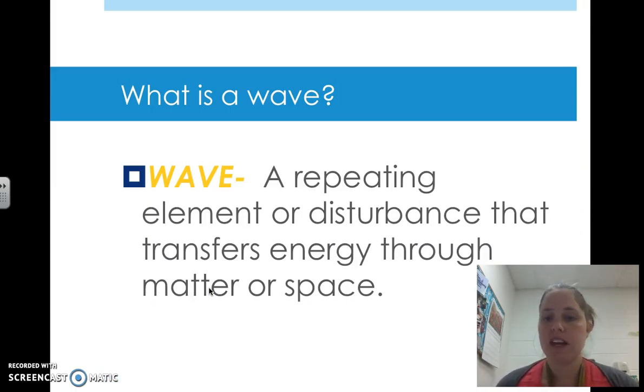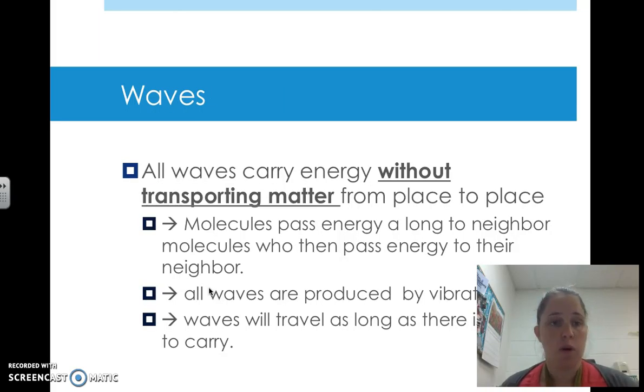A wave is a repeating element or disturbance that transfers energy through matter or space. Now, through matter or space is a big thing because we have to talk about what that means. So all waves carry energy without transporting matter. So waves literally travel through matter, but they don't transport matter. So they travel through matter and they get from one place to another place without moving anything in that matter.